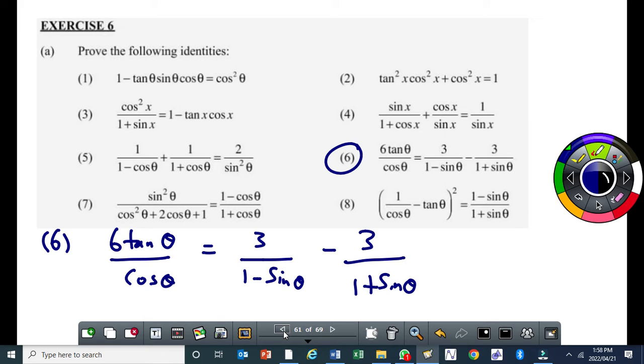And can I have your attention at the back? By now you should know that if you multiply 1 minus sine theta by 1 plus sine theta, you get a difference of 2 squares. You don't have to stress yourself trying to use FOIL and all that. It should become natural that when you see it, you know that, okay, the difference of 2 squares. So multiply this by that.